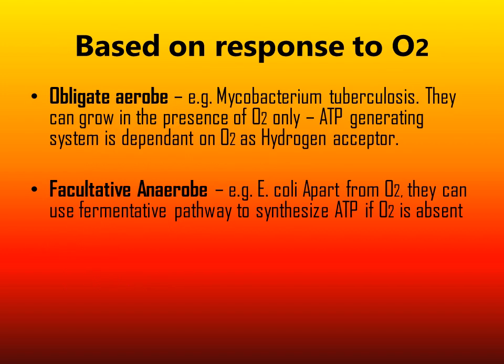The obligate aerobes are the bacteria which definitely need oxygen for their growth, and an example is Mycobacterium tuberculosis. The ATP generation system is dependent on oxygen. Facultative anaerobes are the lucky bacteria that can grow in the presence or in the absence of oxygen, like E. coli. They can utilize oxygen, and they can use a fermentative pathway to synthesize ATP if oxygen is absent.